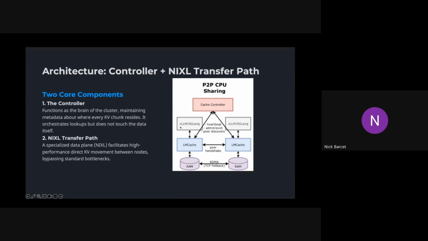Second is the NIXL transfer path. This is the data plane. It is optimized for reading KV cache tensors directly between nodes. By separating metadata control and data transfer, we avoid bottlenecks at the controller.